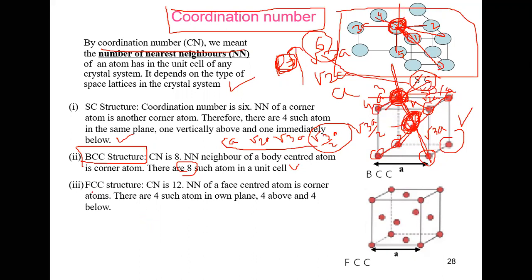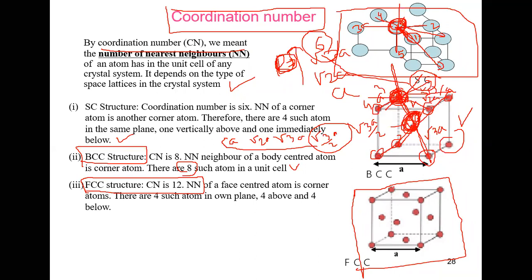Now we will find out the coordination number in the case of a face-centered cubic crystal. If I ask you to draw a typical unit cell of a face-centered cubic crystal, the answer is this one. So atoms are located at the corners and also at the center of every face.